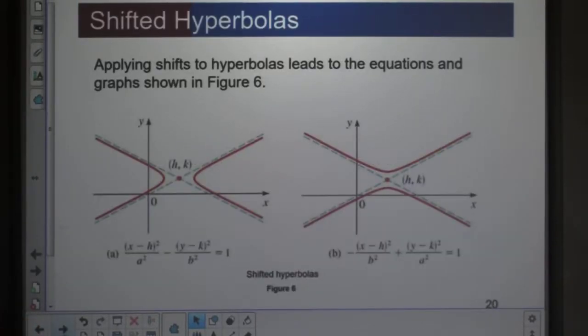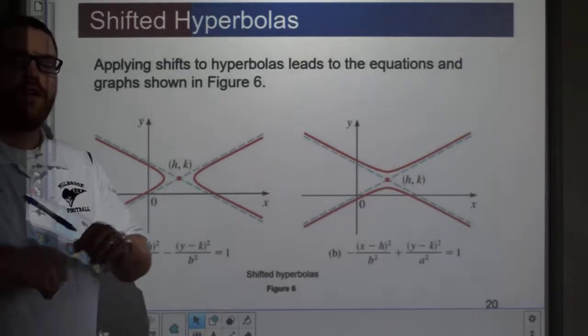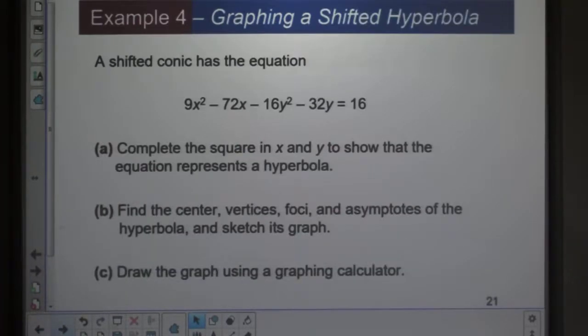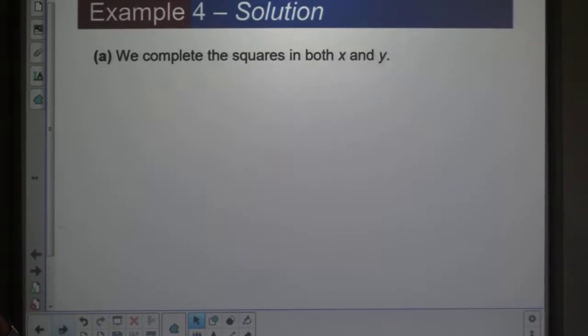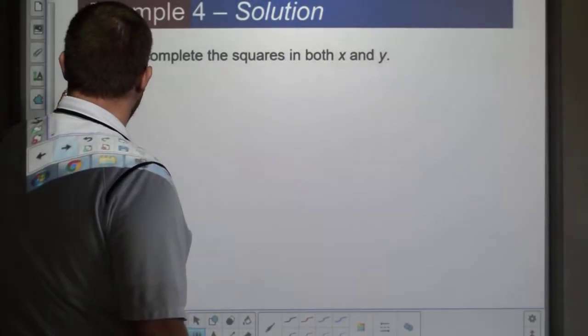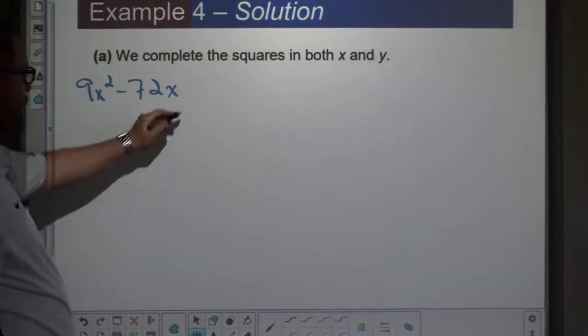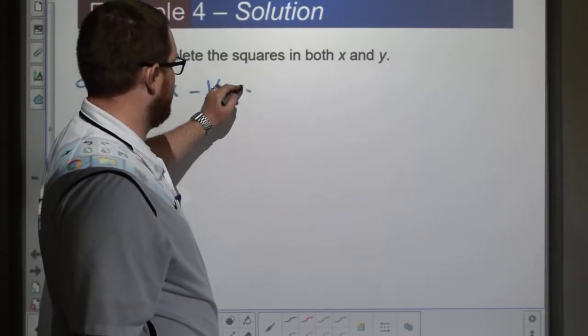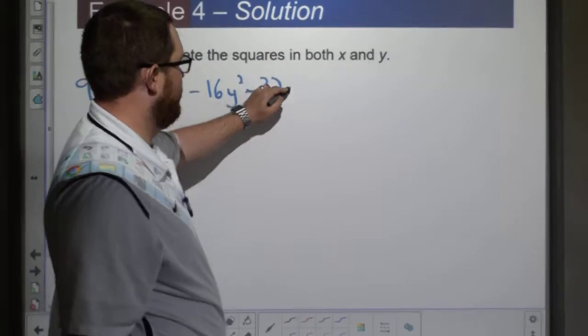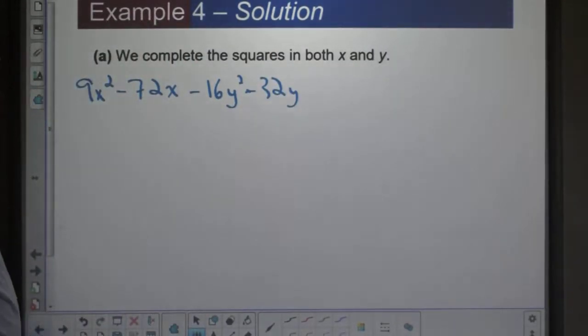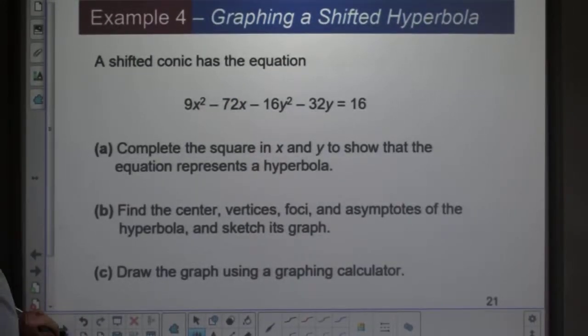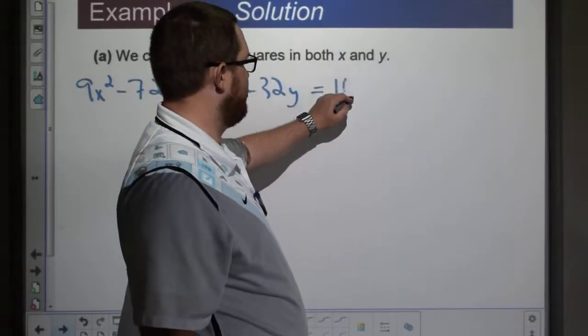Hyperbolas, we're going to do the same thing. We're going to shift them left, right, up, or down, but we're going to answer it based on no transformations. This problem gets tricky because it's not in the correct form. So let's rewrite it. 9x squared minus 72x, minus 16y squared minus 32y equals 16.